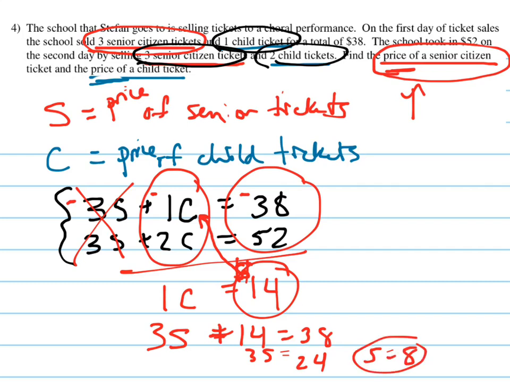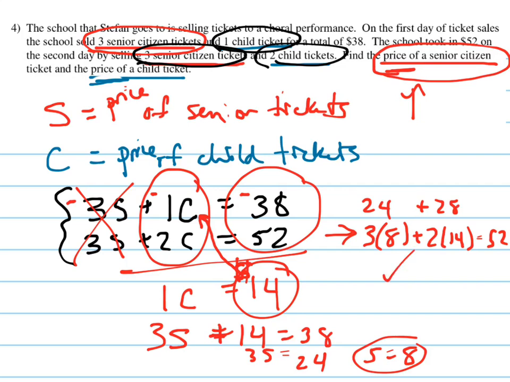And let's check to make sure that's right by plugging into this equation. 3 times 8, because that's the senior ticket. 3 times 8 plus 2 times 14. Does that equal 52? Let's find out. 24 plus 28 does in fact equal 52, so it checks out. So our answers are right here, $8 and $14. Let me see if I can highlight those. There are your two answers.